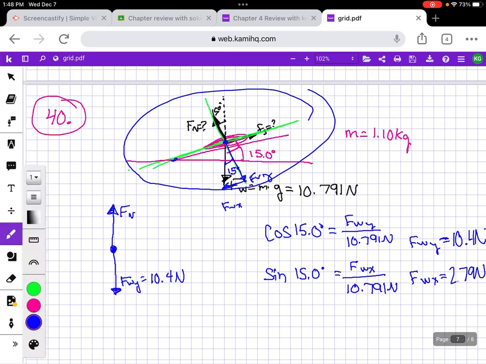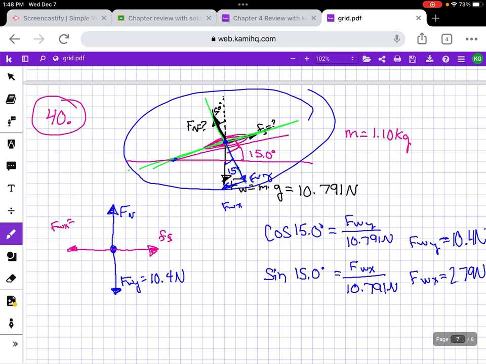Alright, and then in the Y, we're going to have the frictional force that is keeping the lizard from going down. The static friction, and then we've got the force weight in the X, which is 2.79 newtons. Alright, so if these are all the forces acting on this object, and we know this, and we know this, it makes it pretty easy to find the other ones.